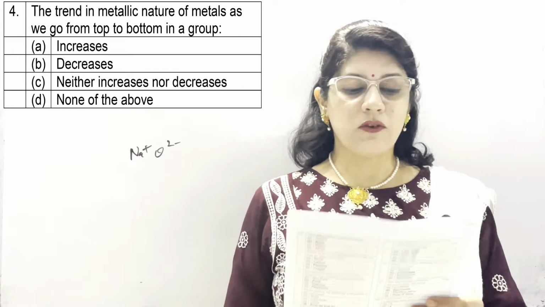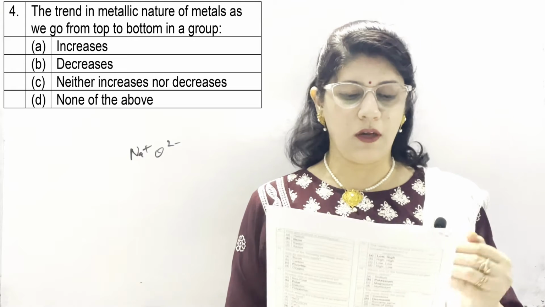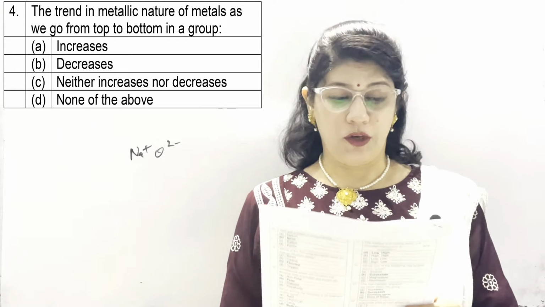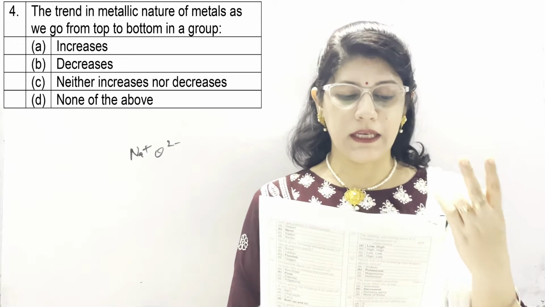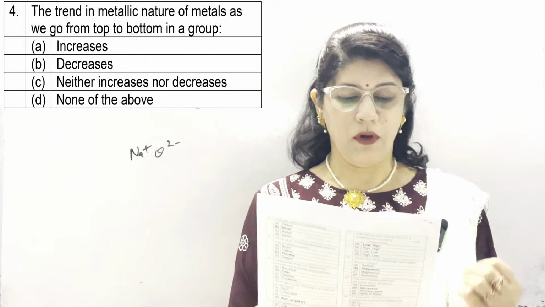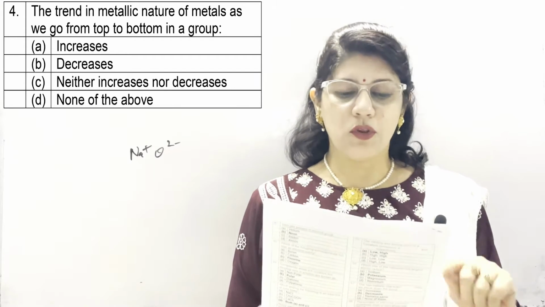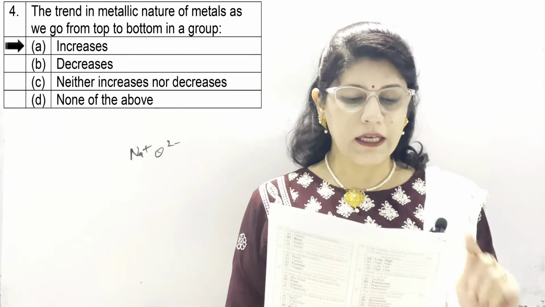MCQ 4 is: the trend in metallic nature of metals as we go from top to bottom in a group. Metallic nature: A increases, B decreases, C neither increases nor decreases, and D none of the above. So number of shells increases and nuclear charge decreases. So therefore metallic nature increases.